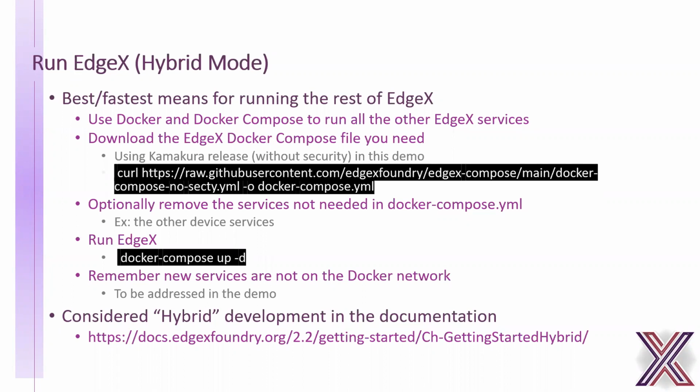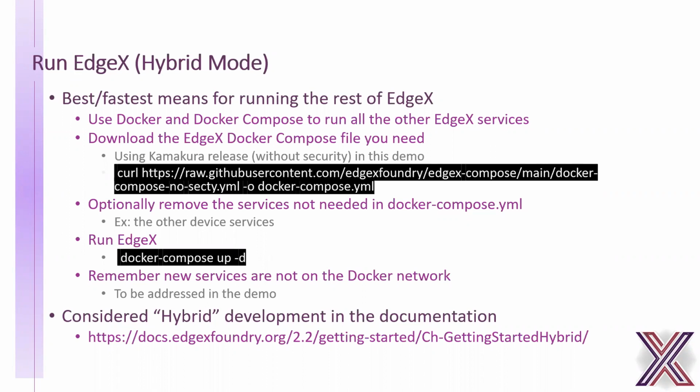So you'll need to first download and get a Docker Compose file. I'm going to be using the Kamakura, the latest release, and I'm going to do so without security. I often recommend this as an approach to start things off. Once you get into security elements, you've got to provide for a lot more capability. You've got to get certificates and everything. It's usually a place you want to get to, but you want to start with the simplest and lowest common denominator to understand EdgeX and then apply security on top of it.